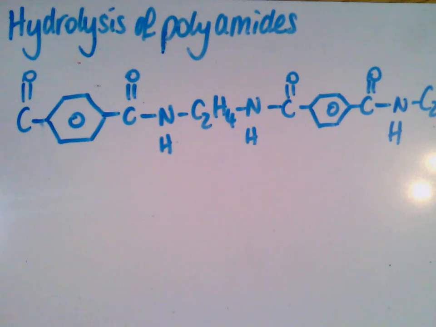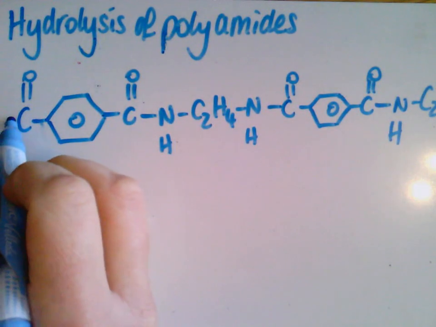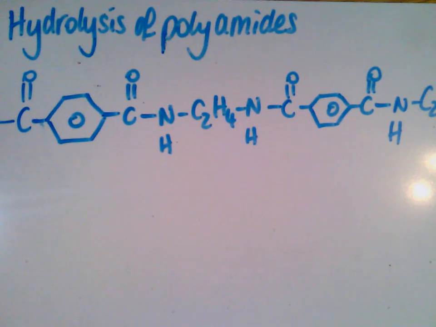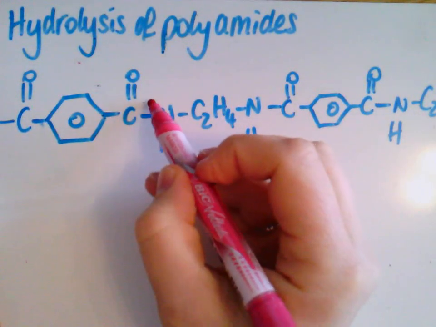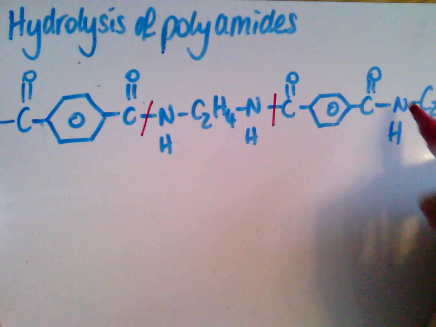Okay, so let's have a look now at the hydrolysis of polyamides. Just like when we looked at hydrolysis of our polyesters, we're going to carry this out either using hot aqueous acid or hot aqueous alkali. I'm going to start off, I've got a section of a polymer chain here, and I want to first of all identify each of those amide linkages, in biology peptide linkages, that we can see here.